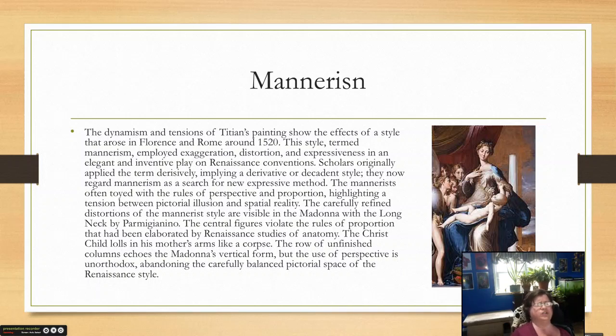Carefully refined distortions of the mannerist style are visible, particularly in this piece, Madonna with the Long Neck by Parmigianino. The central figures violate the rule of proportion that had been elaborated by Renaissance studies of anatomy. The Christ child lolls in his mother's arm, kind of like a corpse. The row of unfinished columns echo the Madonna's vertical form, but the use of perspective is unorthodox, abandoning the carefully balanced pictorial space of Renaissance style.